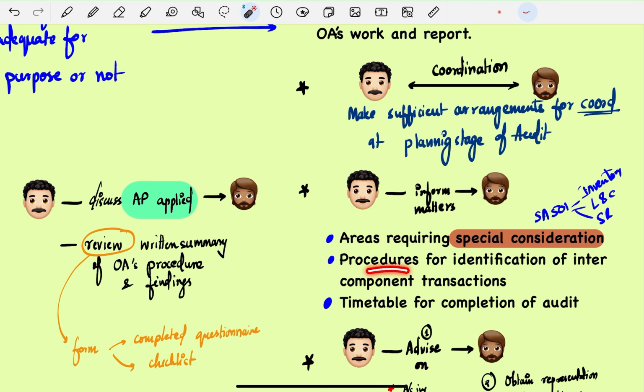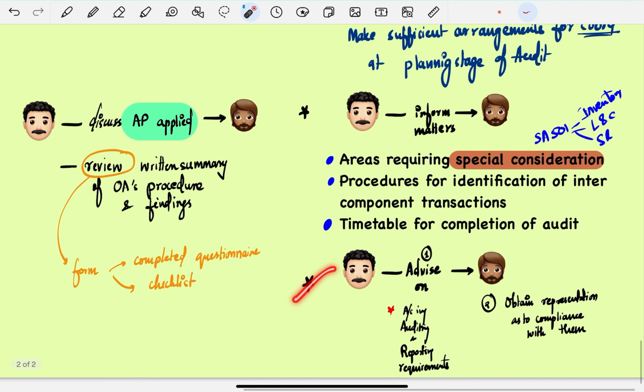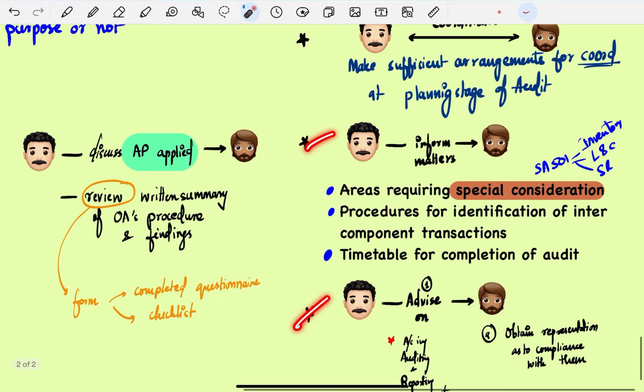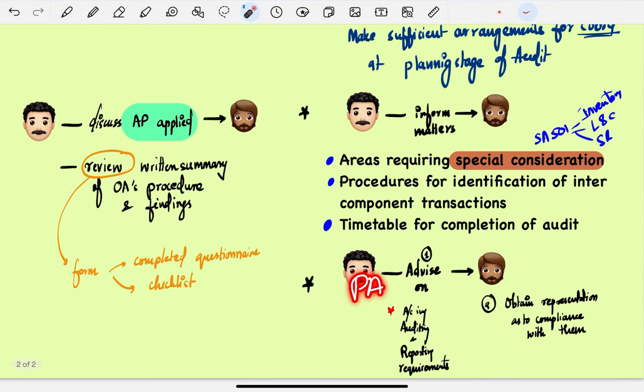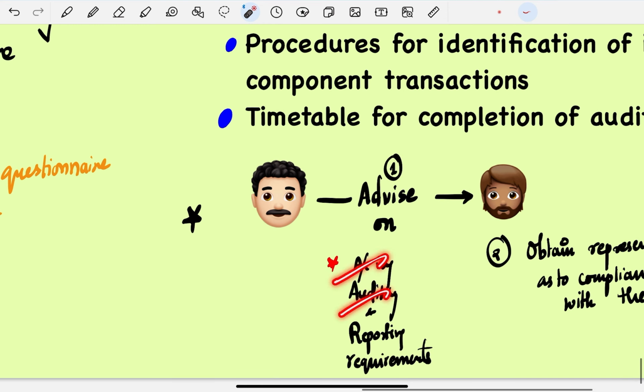Next, procedures for identification of intercomponent transactions. If there are any intercomponent transactions, what are the procedures for their identification, and also the timetable for completion of audit. So this is the second point. The third point is this. The fourth point is that the Principal Auditor advises the Other Auditor on matters like accounting, auditing and reporting requirements.